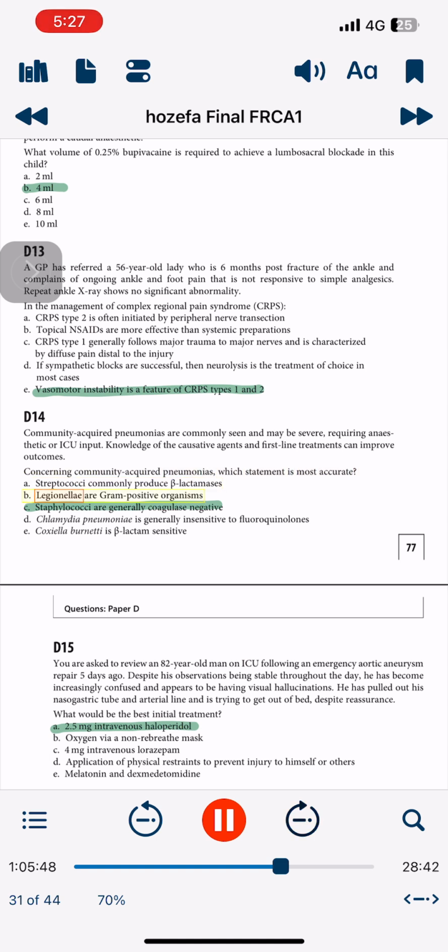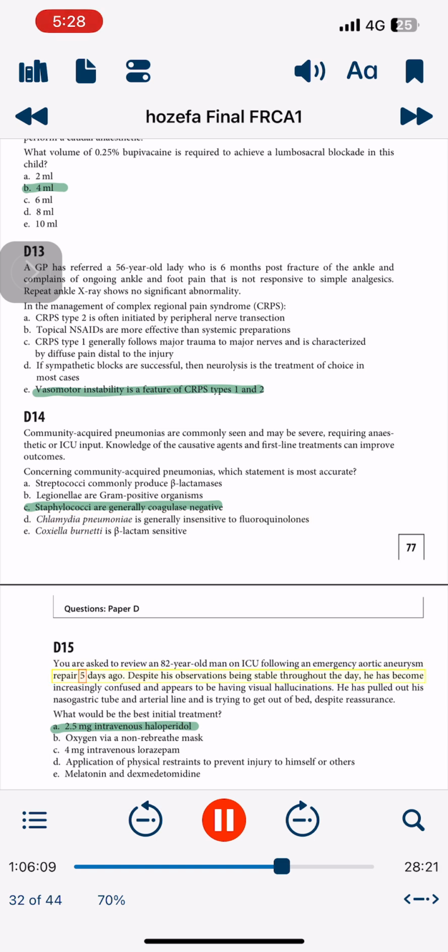Staphylococci are generally coagulase negative. Legionella are gram-positive organisms.